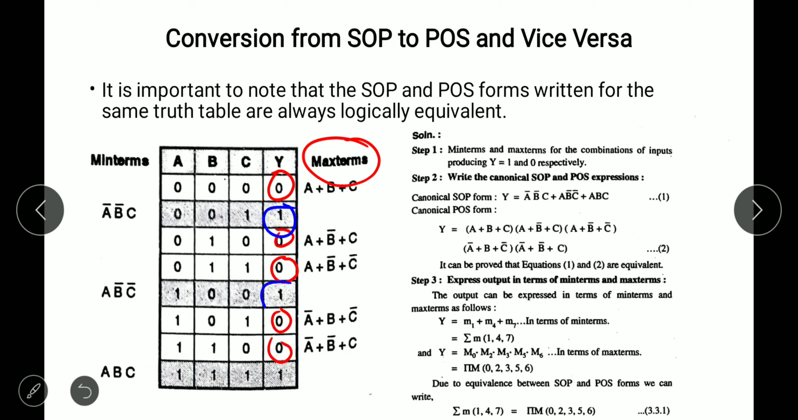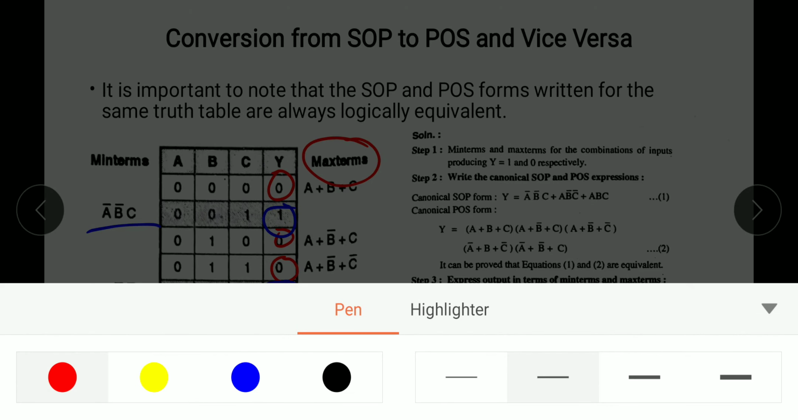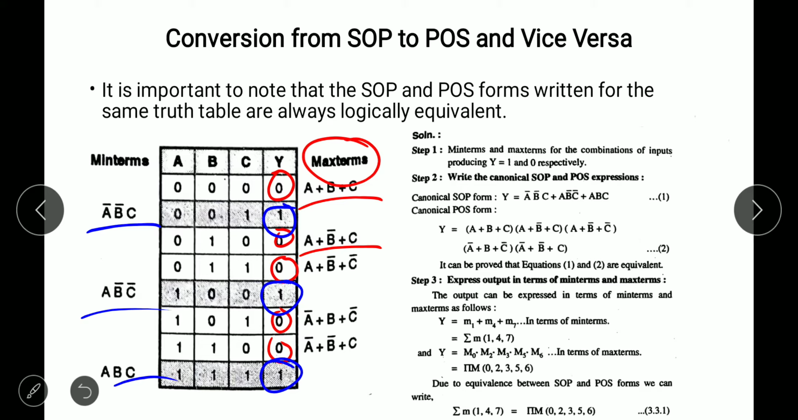This is nothing but the min term. So we will write the min terms A bar B bar C, A B bar C bar, and A B C. And we will write the max terms, that is A plus B, then A plus B bar plus C, A plus B bar plus C bar, A bar plus B plus C bar, A bar plus B bar plus C. So first step: min terms and max terms for the combinations, for the inputs producing y equal to 1 and 0 respectively. Write the canonical SOP and POS expression.